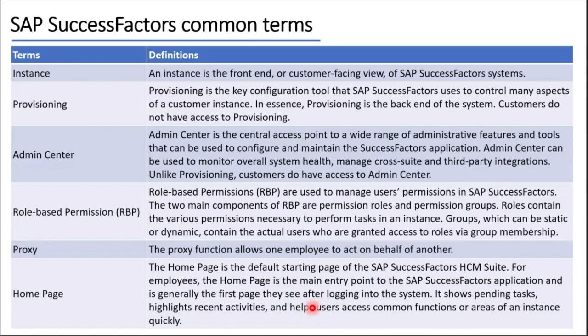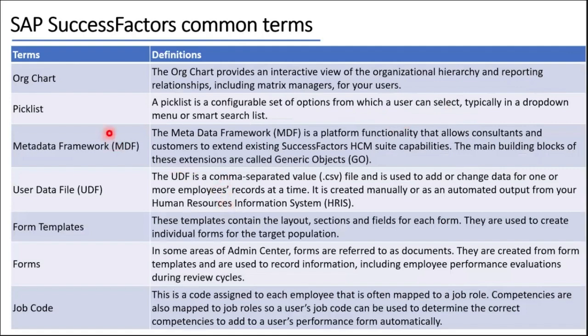And coming to the org chart, it provides an interactive view of the organizational hierarchy and reporting relationships, including matrix managers for your users. And a picklist is a configurable set of options from which a user can select, typically in a drop-down menu or smart check list. Generally the picklist will be like a country picklist, legal entity picklist, or any other, for example an employee status picklist. What values are part of that particular field is determined in the picklist.